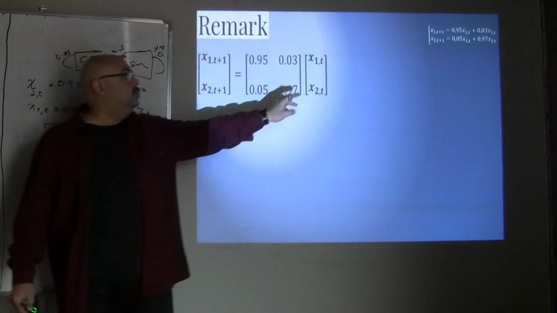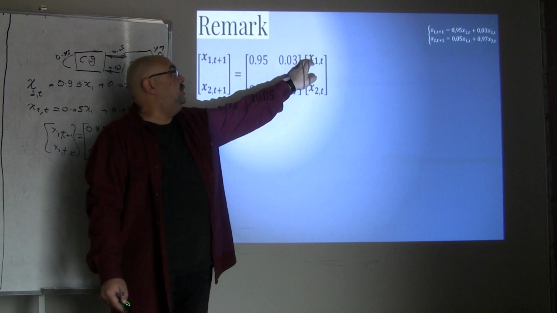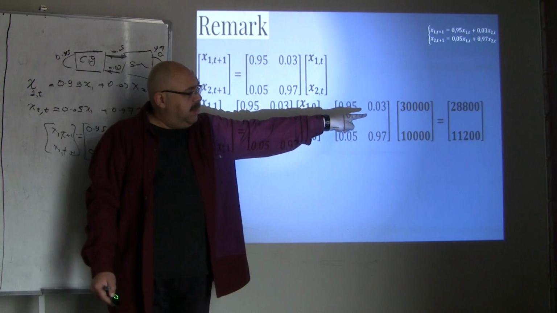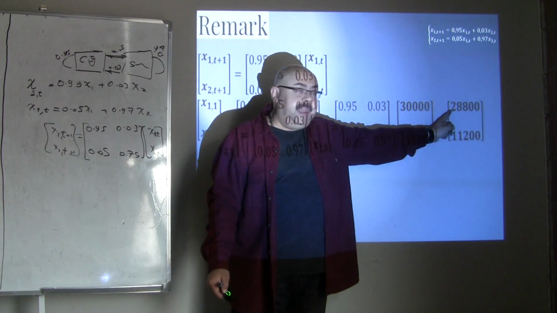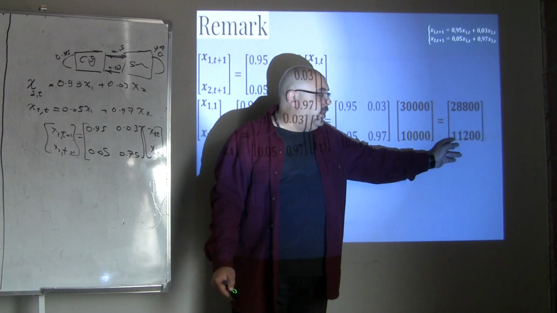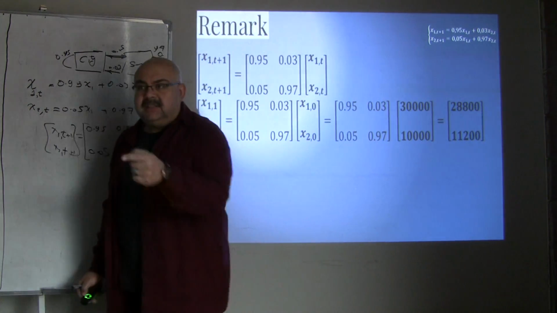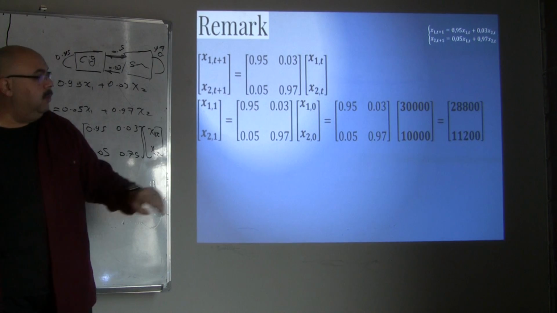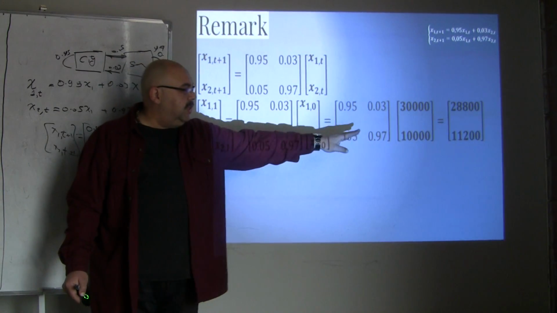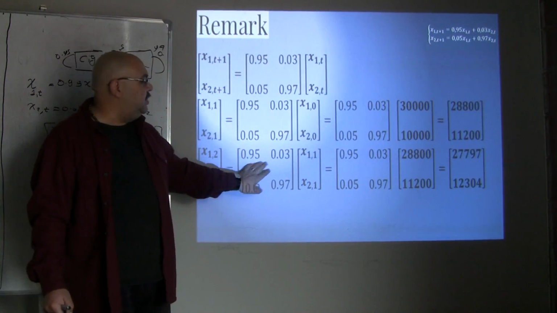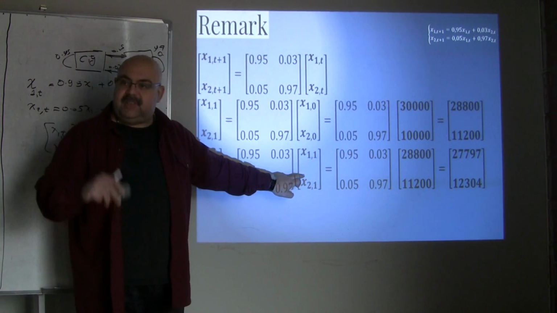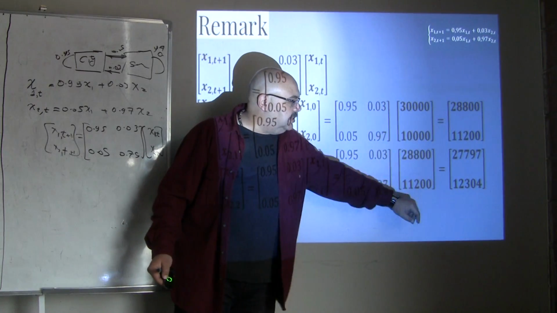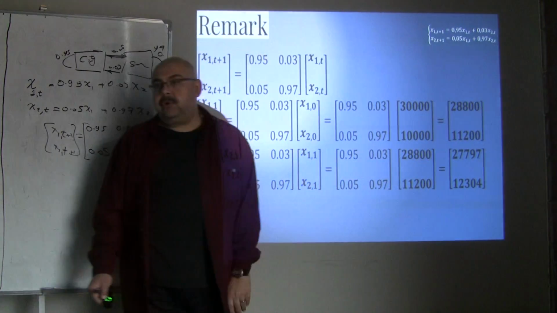All I have to do is insert for the first year 30,000 and 10,000. Then I will get the result, which is going to be 28,800 and 11,200. Am I right? Same process, I will try it once more. I will take the 28,800 and the 11,200 and insert them once more for the second year. Am I right? Okay, so I will get 27,797 and 12,304.